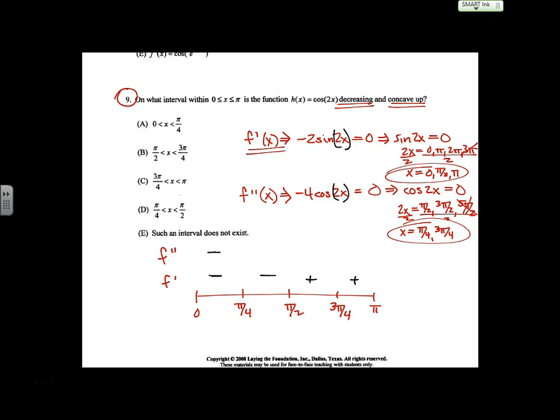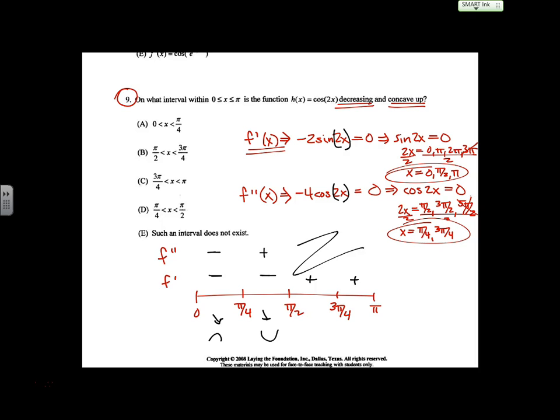That's concave down. That one doesn't work. So I have decreasing and concave down. That's not what I want. From pi over 4 to pi over 2, plug in pi over 2. It's decreasing, that's true, and that one's going to be a positive or concave up.